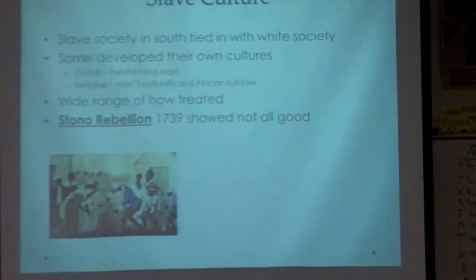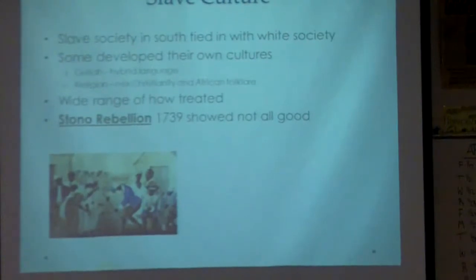So when you see Stono Rebellion, notice the slave rebellion. If they are going to rebel, does that show that things were going real good for all the slaves? No. And that's one thing to kind of look at and know.